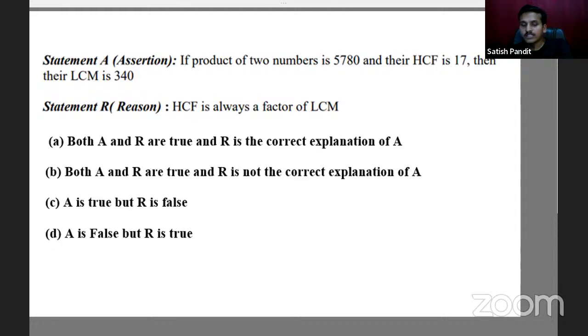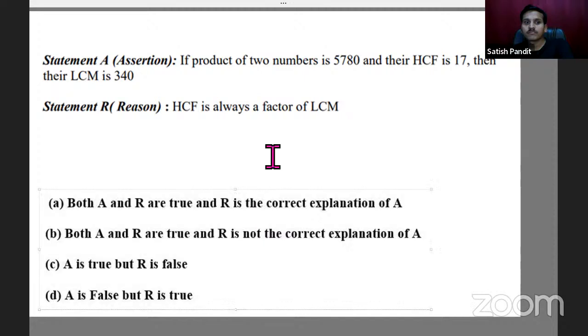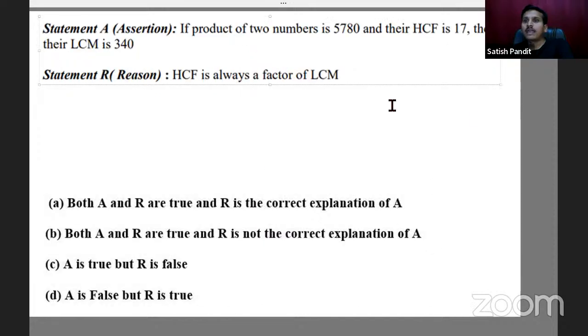Those who got it wrong will discuss. We'll wait for some more time and then we'll discuss. And all these are board questions, okay? Let's discuss. All of you listen, we'll discuss.